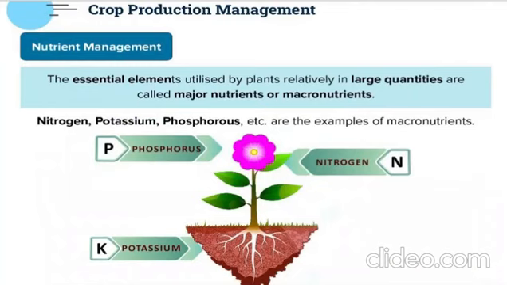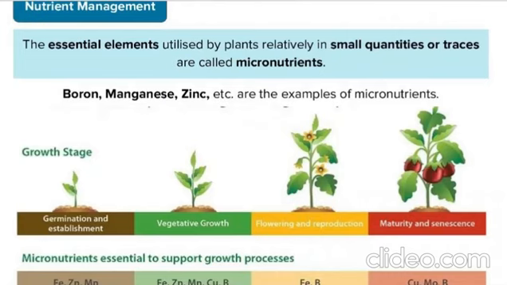Now, moving towards your next one, macronutrients. As I said, the essential nutrients which are taken by the plant in large quantities are known as macronutrients. The main example is NPK, that is nitrogen, phosphorus and potassium. We also use NPK fertilizers. On the other hand, the essential elements which are required in small quantities are known as micronutrients.